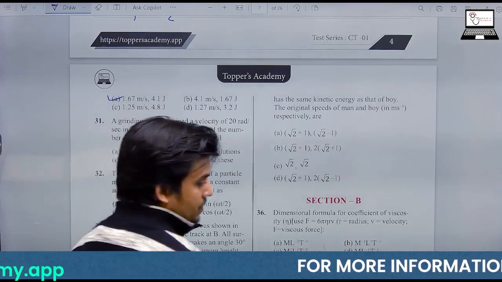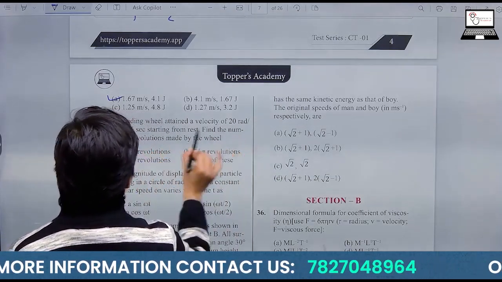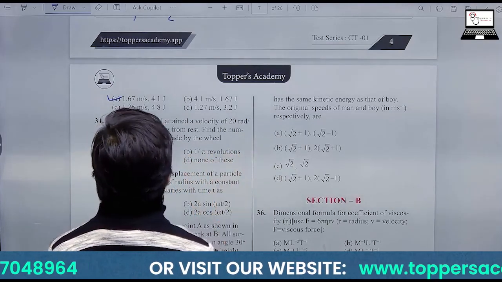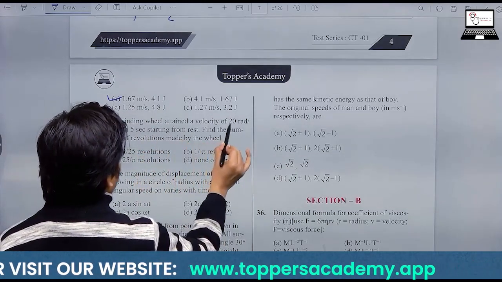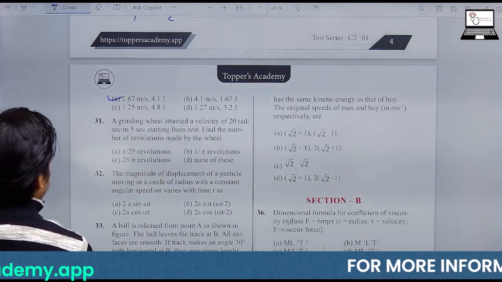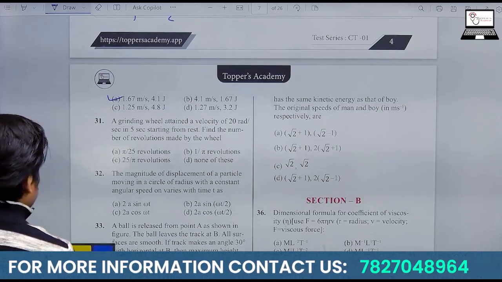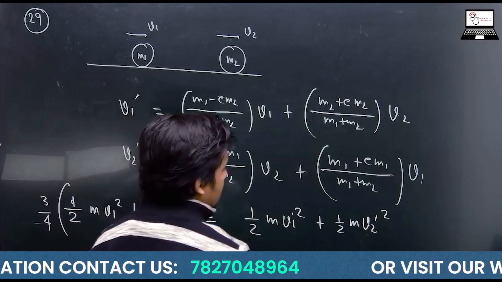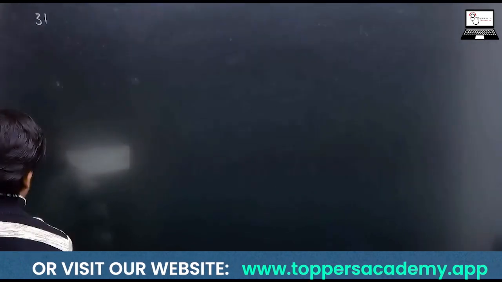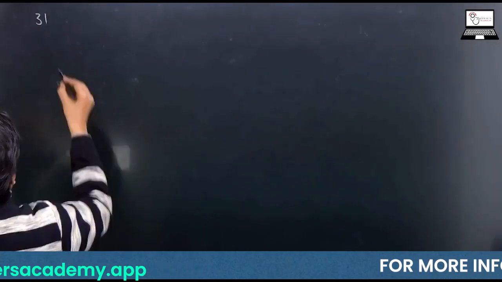Now, a grinding wheel attained a velocity of 20 radian per second in 5 seconds starting from rest. Find the number of revolutions made by the wheel. So the grinding wheel attained 20 radian per second in 5 seconds from rest, so its initial angular velocity was 0. This is question number 31, and I'm going to solve it.